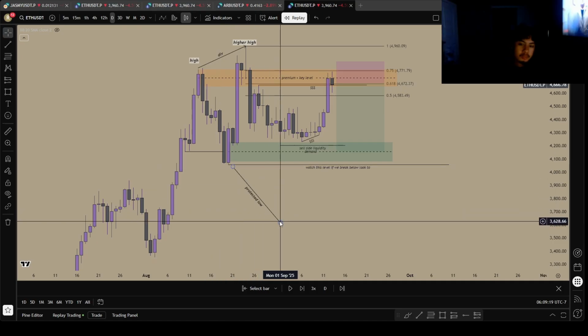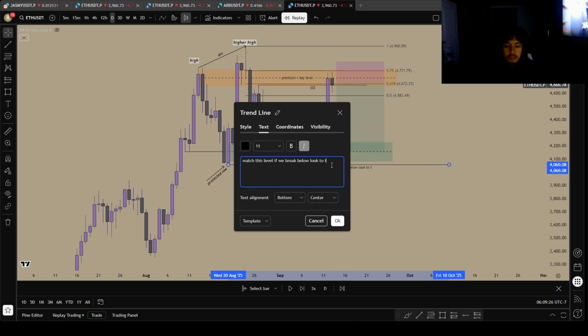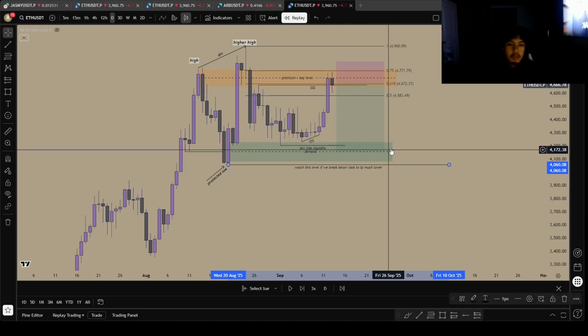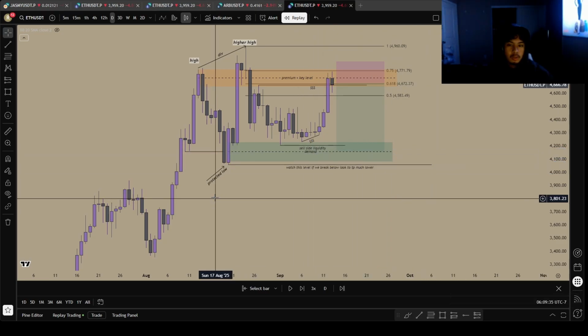Now we're going to identify this low. So I'm going to delete this. Remember, this is our protected low. Watch this level. If we break the low, look to TP much lower. So this green box could act as taking partials. You can take some profits here and then hold it for price to fill in these gaps out here.